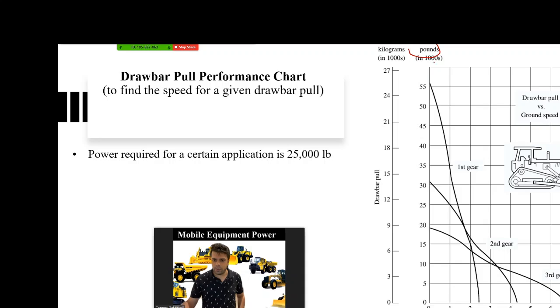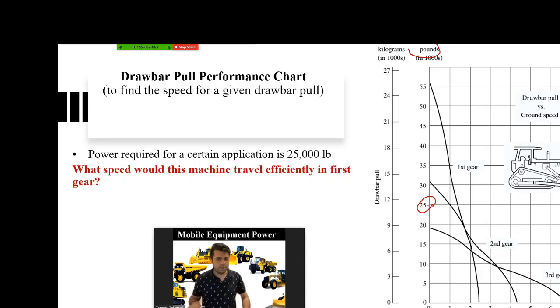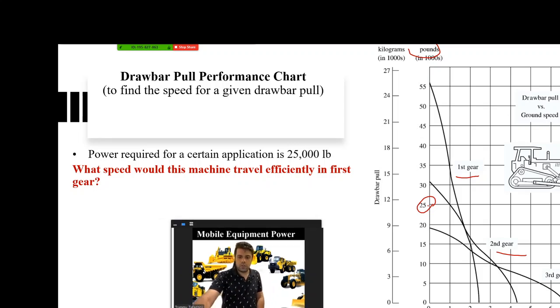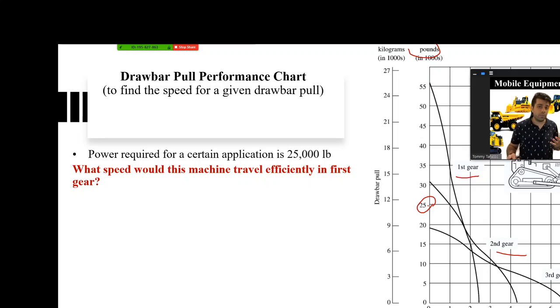25,000 pounds is right over here. The pounds is this column, and 25,000 would be here. Now, what speed would this machine travel efficiently in first gear? In solving these problems, it's important to consider which gear you are using. Is it the first gear, the second gear, or the third? Accordingly, you select the corresponding curve. Here you're using your first gear. It is as simple as this.